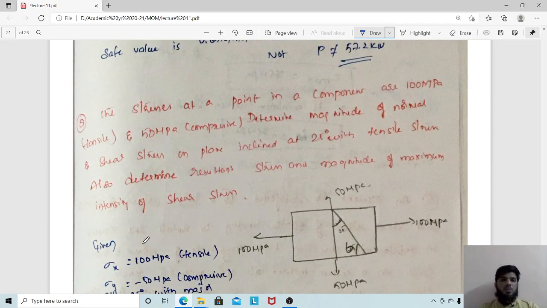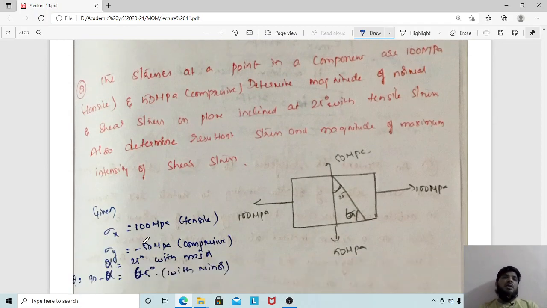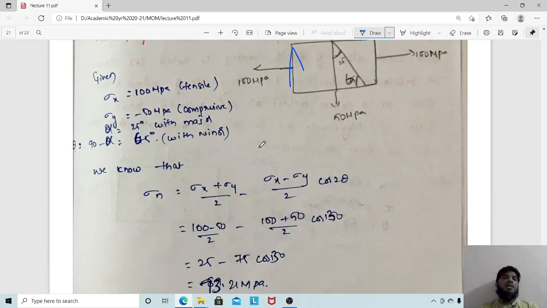The last problem, most probably, if this is not the next problem: stresses at a point in a component are 100, one is tensile, another is compressive. Determine the magnitude of the normal and shear stress on a plane inclined at 25 with the tensile stress. What is tensile stress here? This is acting on this plane, so with this line it should make 25. So what will be this with respect to the minor? It is 65. That's why we have taken alpha as 25. Obviously 90 minus alpha is your theta, which is 65 with the minor.